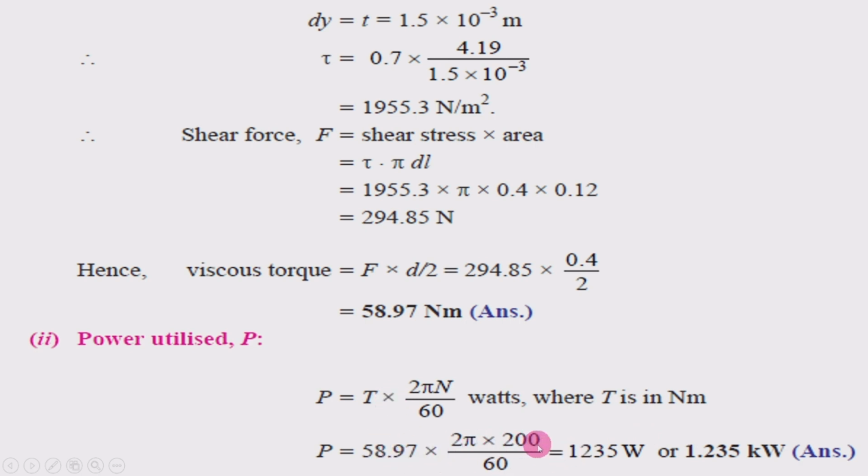N we know is 200, and dividing by 60 converts it to RPS. By calculation, we are going to get 1235 watt, which can be expressed as 1.235 kilowatt. This much power is initially required to overcome the resistance offered by the fluid, which is usually used for lubrication purposes. Later onwards, the other power is used for the rotation.